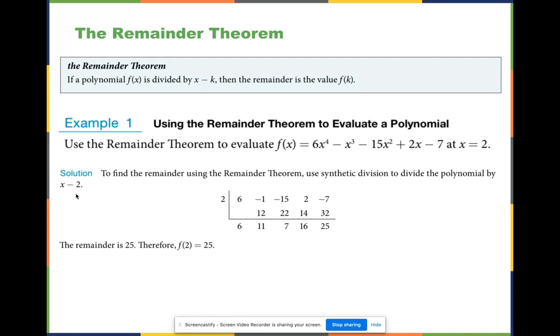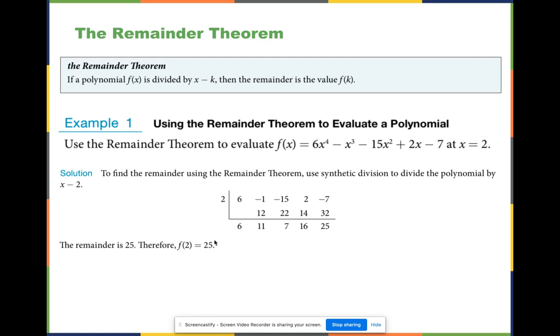We can use long division. We can use synthetic division. You could practice doing synthetic division if you want. Make sure this is what you get. We use synthetic division. Bring down the 6. Multiply, add, multiply, add, multiply, add, multiply, add, and we get a remainder of 25. That tells us that f of 2 equals 25.